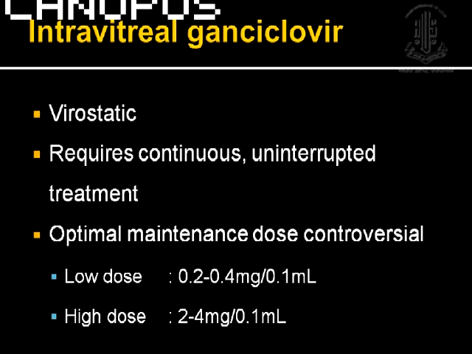It's a virostatic drug, so you need to keep repeatedly giving the injection, continuous uninterrupted treatment for a long time. So the optimal maintenance dose is still controversial. You have a low dose which is about 0.2 to 0.4, but we don't know how effective it is in the long run. And high dose is 2 to 4. We don't know about the toxicity also in the long run.